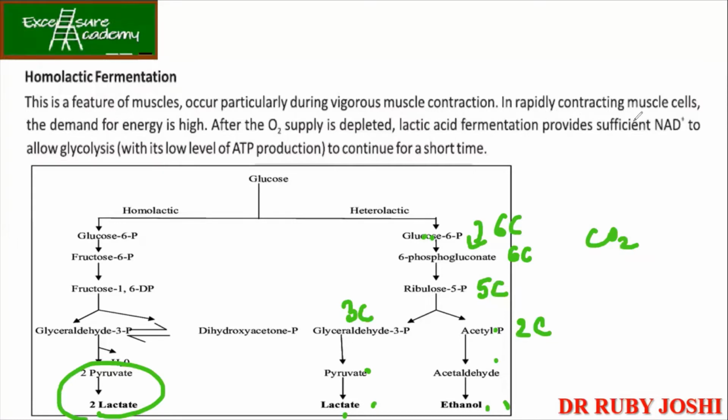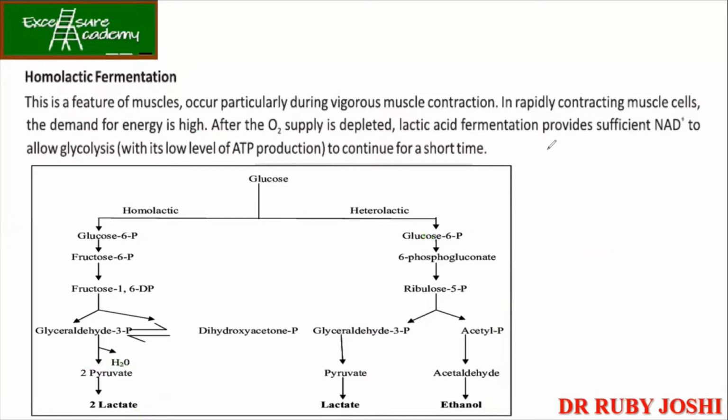In rapidly contracting muscle cells, the demand for energy is high. Now, when the oxygen supply is depleted, lactic acid fermentation provides sufficient NAD+ to allow glycolysis to continue for a short period of time. ठीक है? तो अभी क्या होता है? See, guys, like when you are running, okay, when you're contracting your muscles so fast and you don't have sufficient oxygen, so it is not possible for the glucose to continue with glycolysis and to enter the citric acid cycle and then the ETC. हमें उसमें बहुत सारे energy चाहिए, ठीक है?